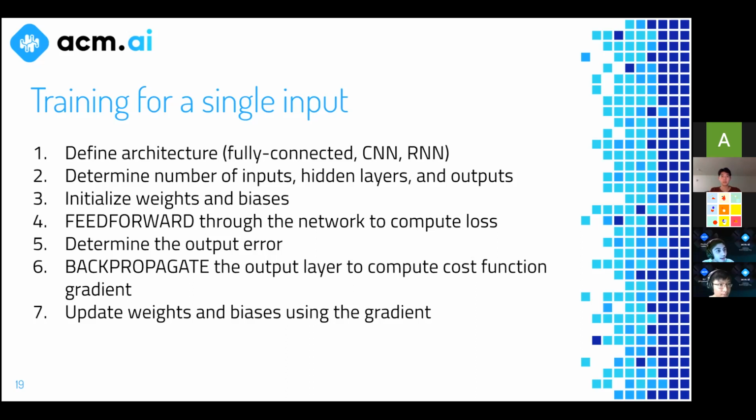Because at the end of the day, as an engineer, all you care about is when you want to get to some output, you want to get to some finished product, and you want to figure out the best way to get to that product. So you've got to define the architecture. For the sake of this workshop, we're just saying fully connected. Now, determine the number of inputs, hidden layers, and outputs.